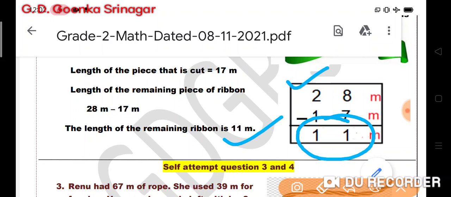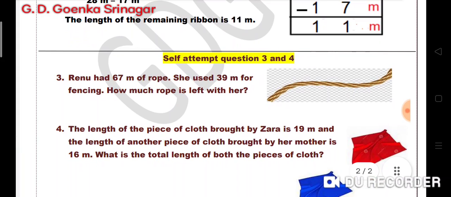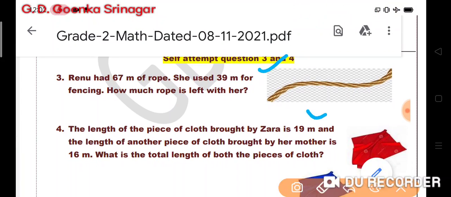All right, my dear little Goinkins, now you have to self-attempt question number 3 and 4. Remember, you have to do these questions in your mathematics notebook. First you will read the question, circle the number along with the unit, and then you will underline the clue word. So do your work neat and clean in your mathematics notebook.